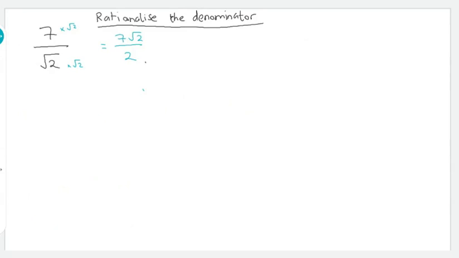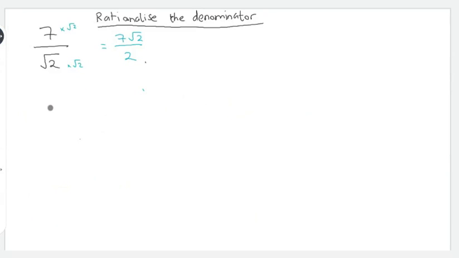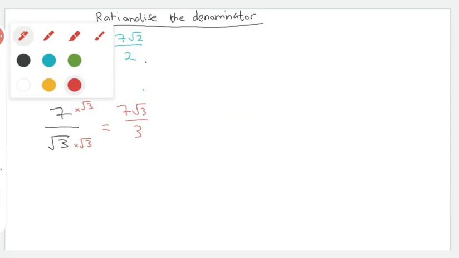So if I then gave you this example here, which is, let's say, 7 over square root of 3, how would I rationalize this? You would multiply the top and bottom by root 3. Yes, top and bottom by root 3. And then what would that give you? 7 root 3 over 3. Yes. Okay, let's take another.